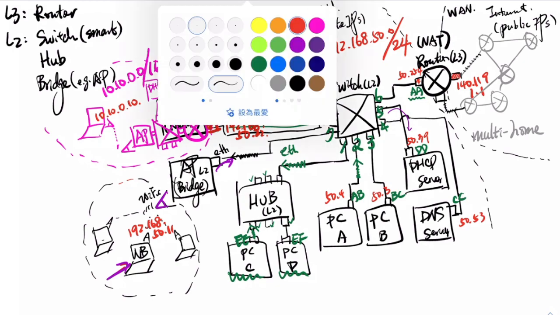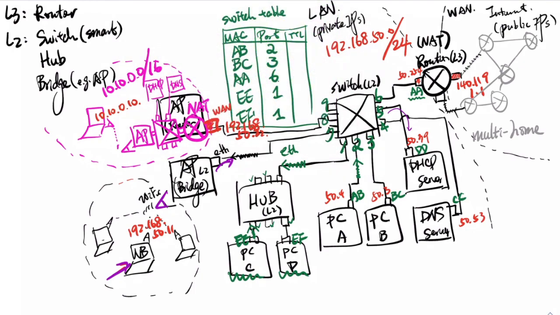Okay, at the end I'd like to show you some tables right here. Usually in each machine there should be an ARP table, right? Each machine will learn what the mapping between IP and MAC is. For example, 50.3 is BC, 50.4 is AB. Every device in this figure will automatically learn the mapping between IP and MAC by using the ARP protocol. So you have an ARP table in each of your nodes.